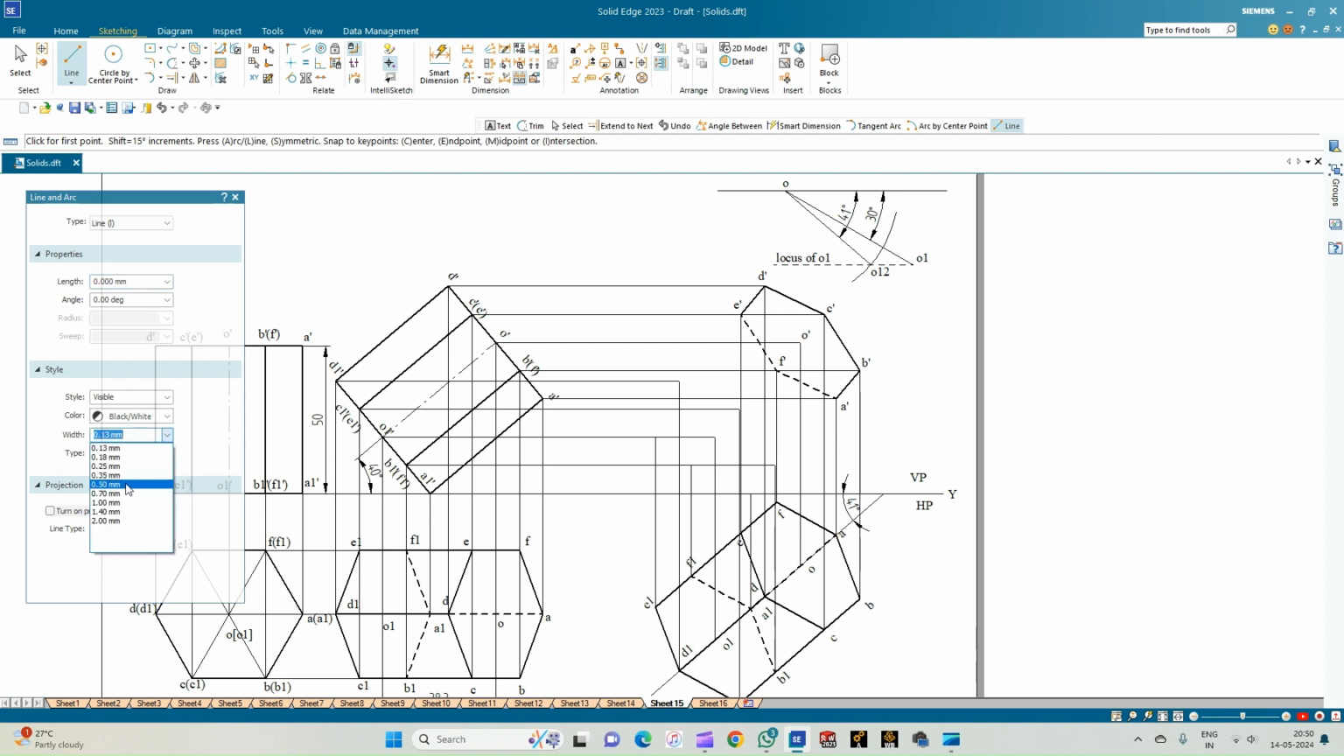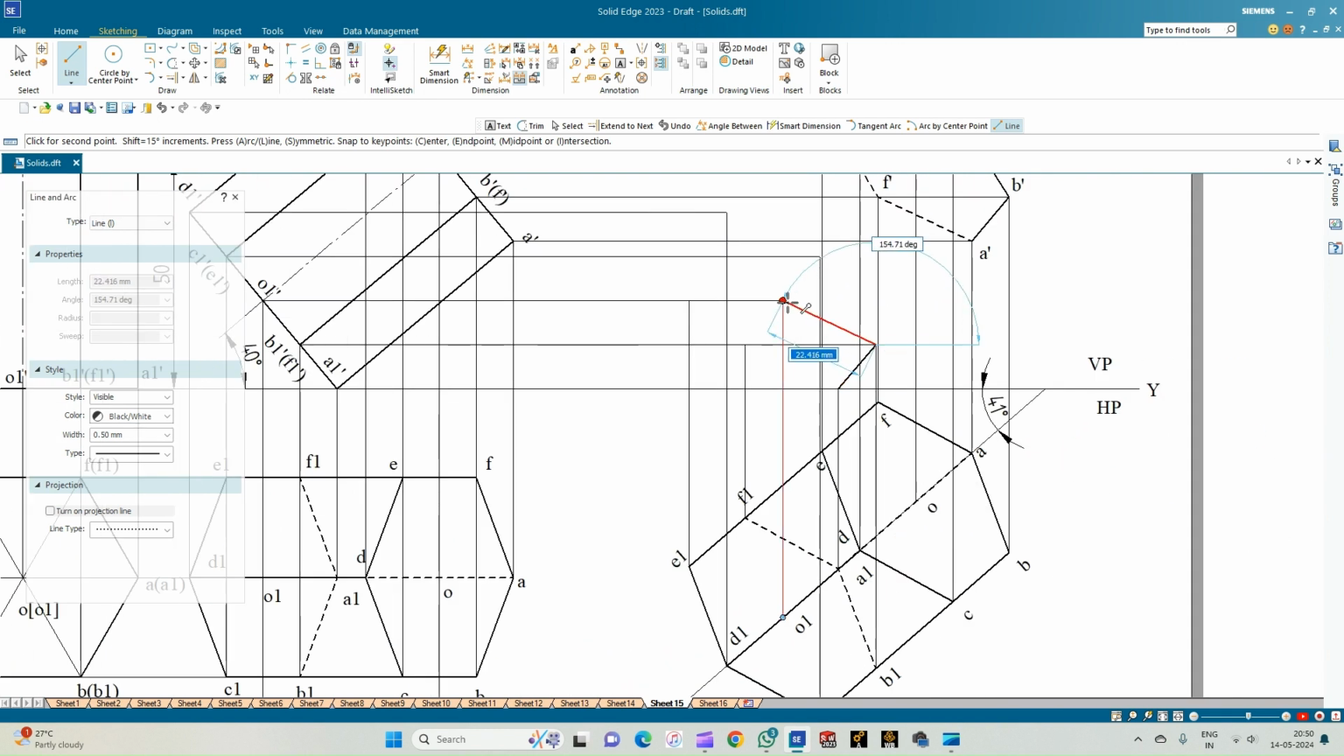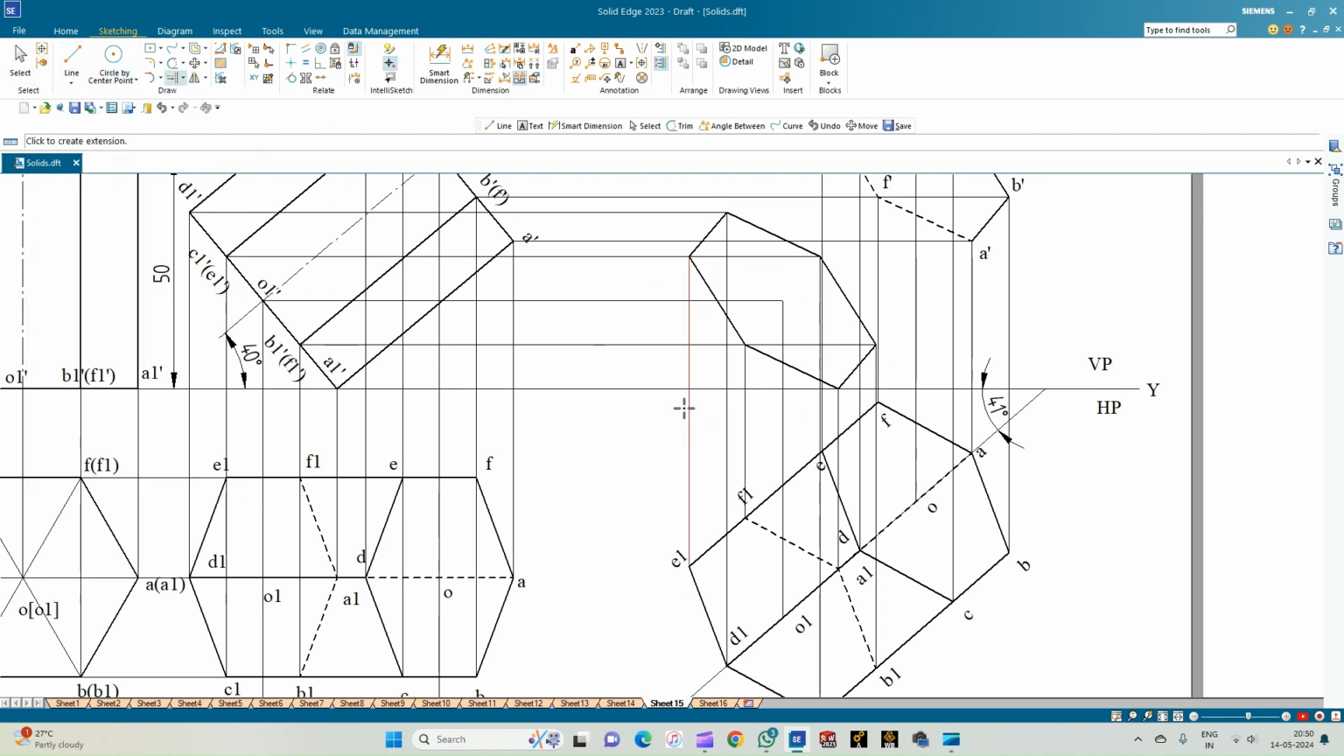Select the line of thickness 0.50 mm. So let us begin with the corner A1, which is here, and then corner B1, which is here, and then back to the corner C1, and then corner D1, then corner, okay, so corner E1 will be here. We have to extend this, and then corner F1 is here, and then corner A1. So we'll just extend this projection of the corner E1 to meet this horizontal projection. Okay, so now we have completed this.